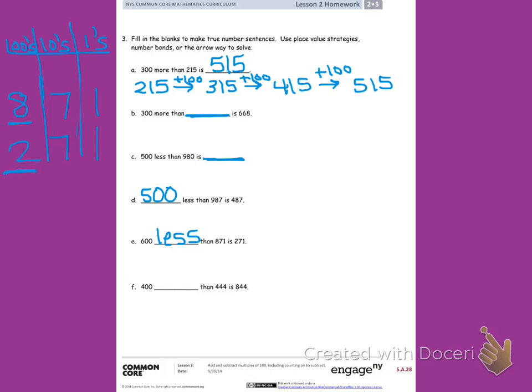Item F, 400 blank than 444 is 844. I'll go ahead and erase this here again. To me, it's easier to compare the numbers when they're in this place value chart. Here's the number 444, and here's the number 844. They changed the number by 400.